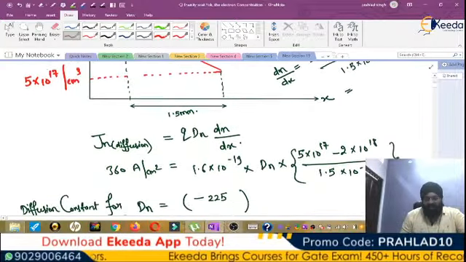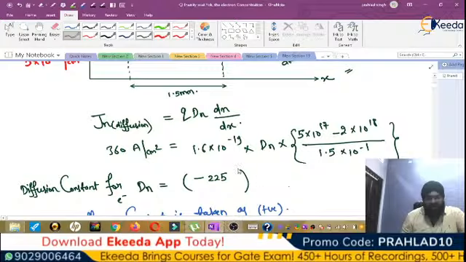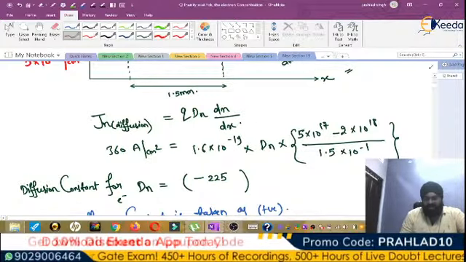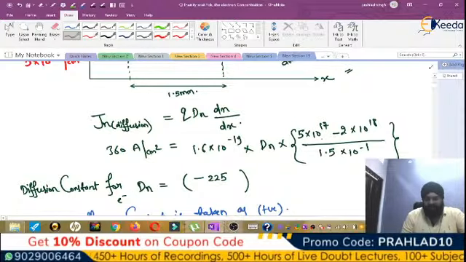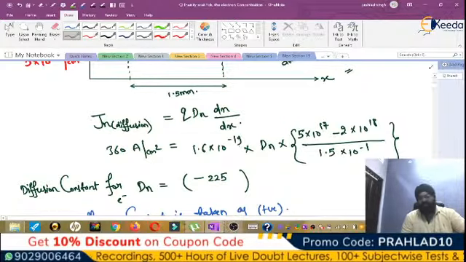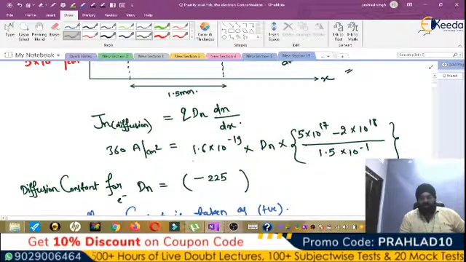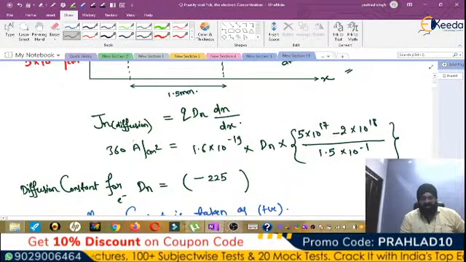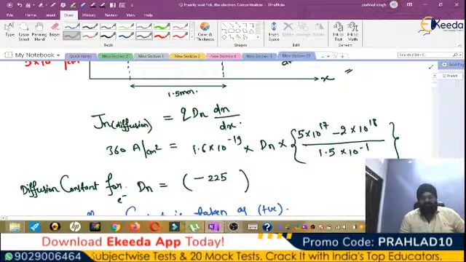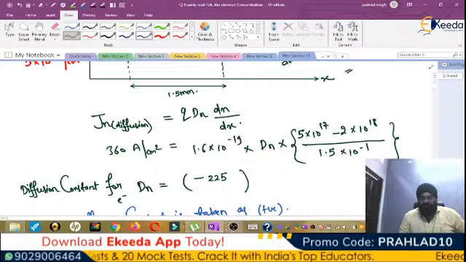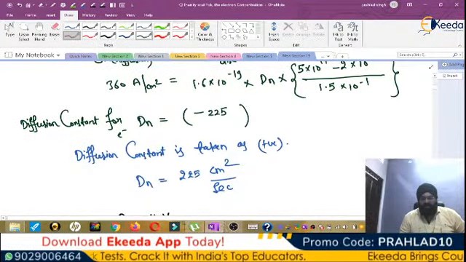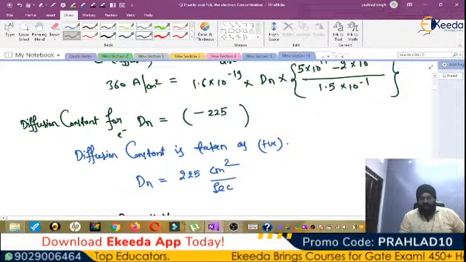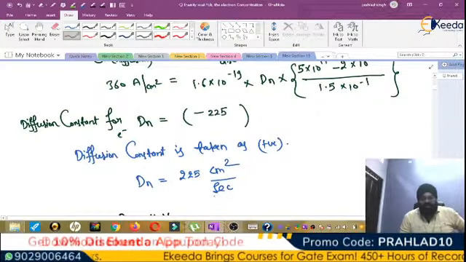So the formula of diffusion current is q into Dn into dn over dx. We put here this concentration gradient, where Dn is the diffusivity or diffusion constant, and q is 1.6 into 10 raised to power minus 19, and diffusion current density is given as 360 ampere per centimeter square. So the diffusion constant for electron comes as Dn equal to minus 225, or when we take magnitude, it is 225 centimeter square per second.